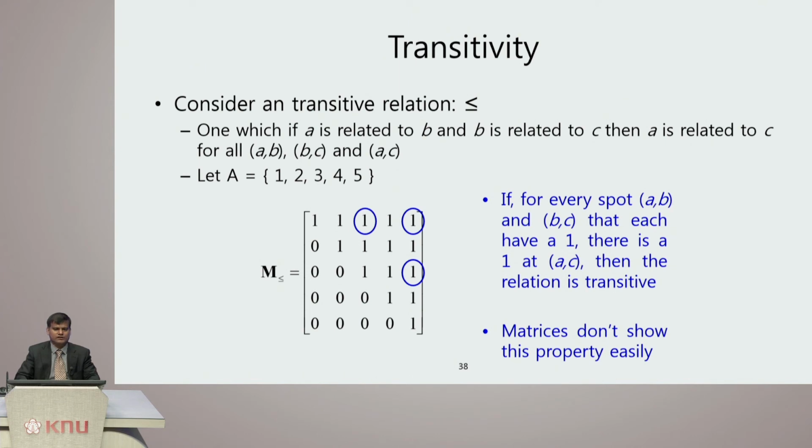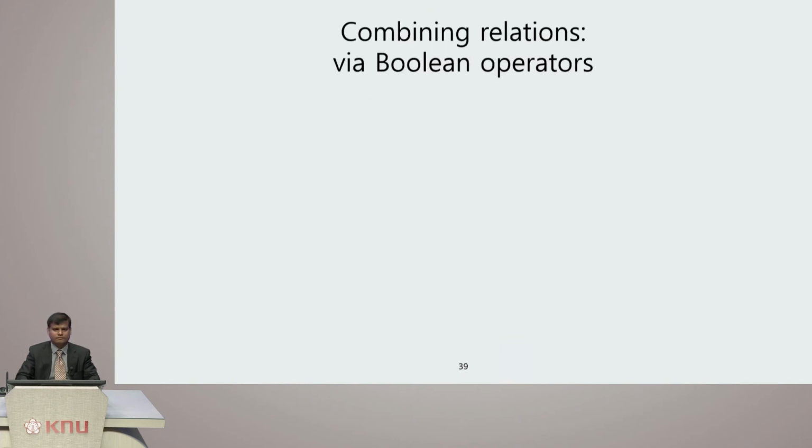So when they are equal, we can say that they have this transitivity property. Usually the matrix doesn't show this property easily, so it's not easy for us to get this property right away. But as far as other properties are concerned, it's quite easy for us to determine right away.